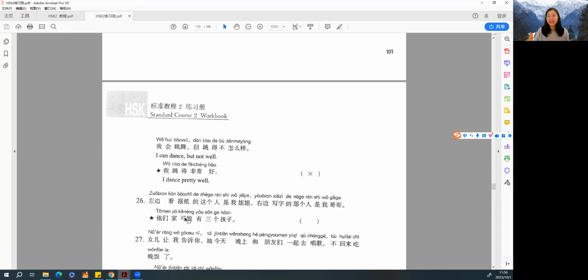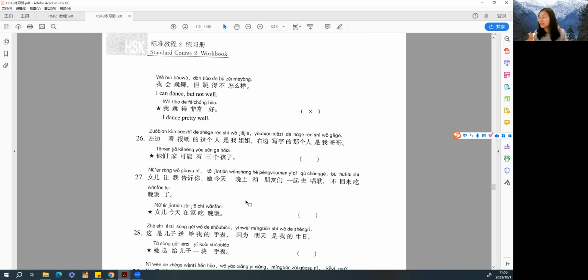We know that in a reading task, if the option says they definitely have 3 children, probably they don't. But if the option is saying probably there are 3 children in their family, that sounds very correct, right? So this one is a tick. It's a correct understanding.